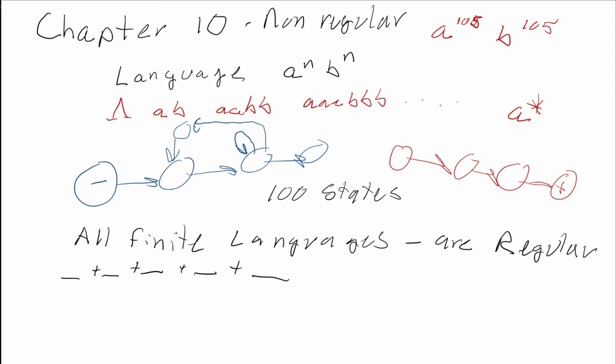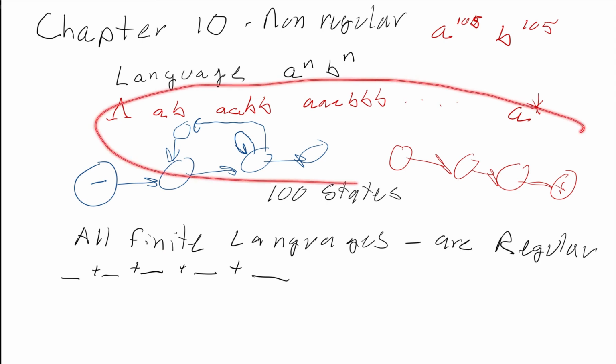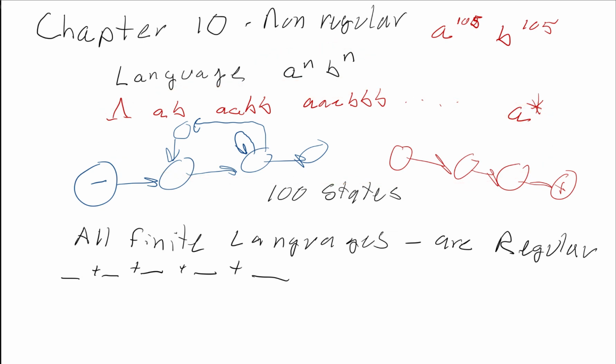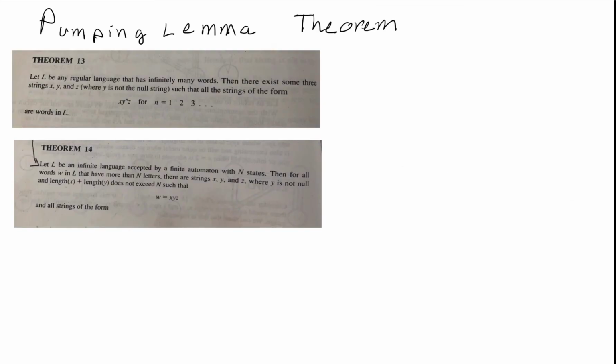So let's generalize this proof that we did for a to the n, b to the n, into another proof that's called the pumping lemma theorem. You can find the pumping lemma theorem, which is Theorem 13 and 14 in your book, along with the proof. You can read over the proof, but it basically follows the same logic that I used to prove that a to the n, b to the n was not regular. But what we're going to use this pumping lemma theorem for is to prove other languages are not regular.